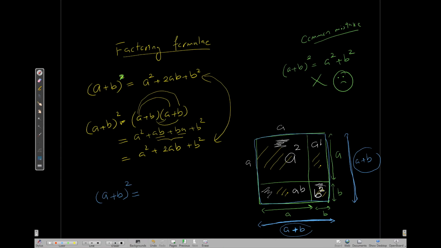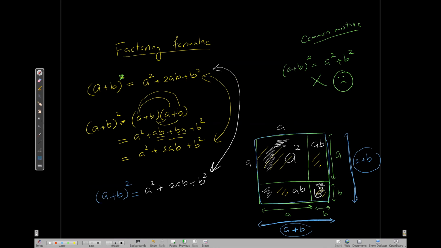And what is this area? A times B. So the area of the large figure equals the sum of the area of these four rectangles, or these two squares and these two rectangles. So that's going to be A squared plus how many ABs? 1AB, 2AB plus B squared. See, this is a geometric proof for that formula.